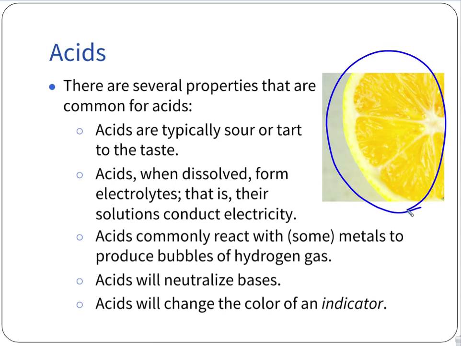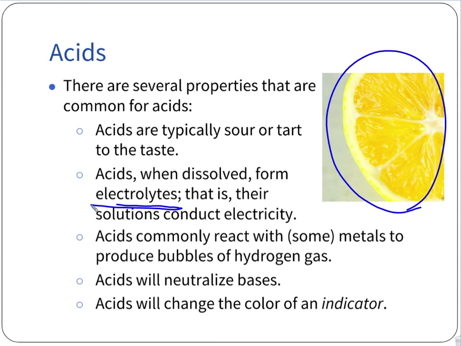Second, if you take an acid and dissolve it in aqueous solution, it conducts electricity. That is, it's an electrolyte. If you remember, electrolytes happen whenever substances break up into ions in solution, and those ions can flow. So acids conduct electricity. A third thing that tends to be true about acids is that if you react them with some metals, they'll tend to produce bubbles of hydrogen gas. You put certain types of metals in acids and they'll create lots of little bubbles, and it's hydrogen.